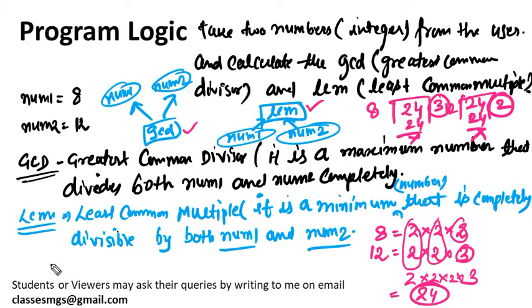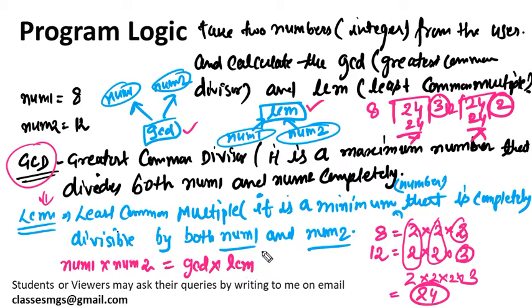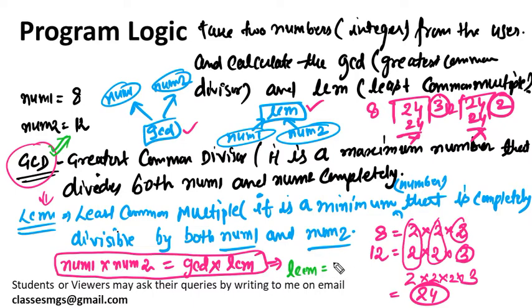Now, one more trick is there. If you calculate the GCD, then you can automatically calculate the LCM, because there is a formula: number 1 into number 2, if you multiply number 1 and number 2, and multiply the GCD and LCM, these will be equal. You might have heard this formula in your secondary classes or upper primary classes. So if you write the Python program to calculate GCD, then you can easily calculate LCM. LCM will be what? Number 1 into number 2 divided by GCD.